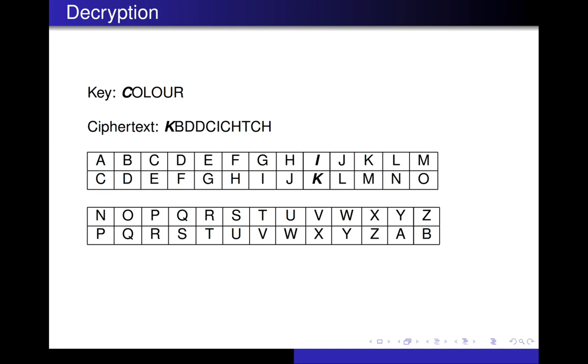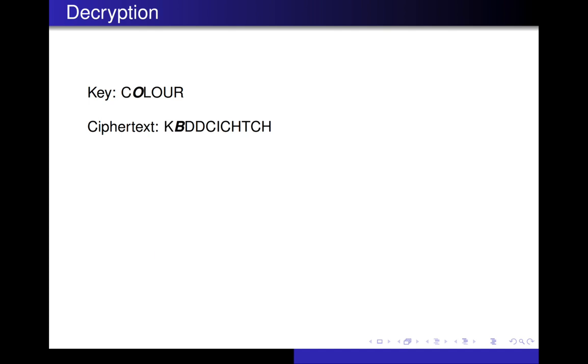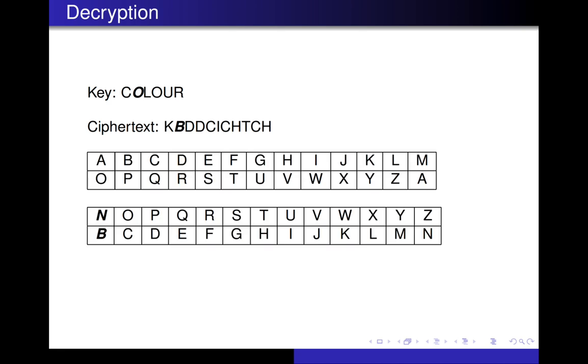If you see where that K is over on the top pair of rows, it's going to be right below the letter I. That means the letter K gets decrypted as I. We go to the second letter, that's B, the letter for the ciphertext, O for the key. That O is going to determine our key for that second letter. We look for B in the second row. Right above it is an N, hooray. And so that letter B gets decrypted as N.